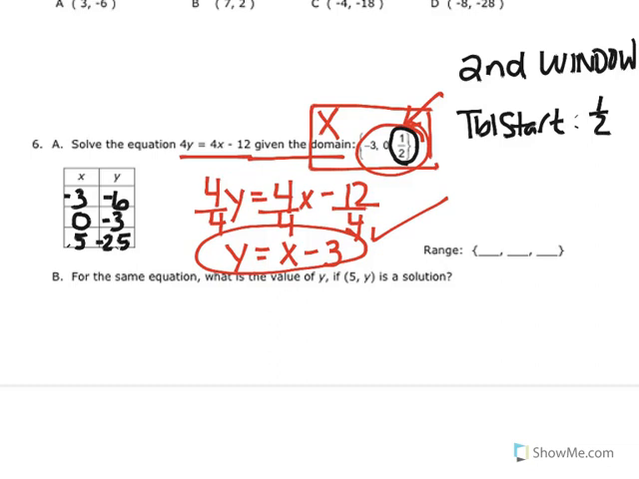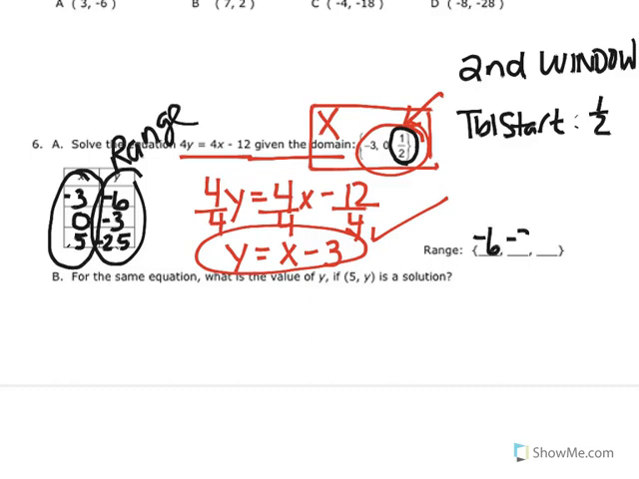So if the domain is -3, 0, and 1/2, here is the range, because the range is always the y's. So the range is -6, -3, -2.5.